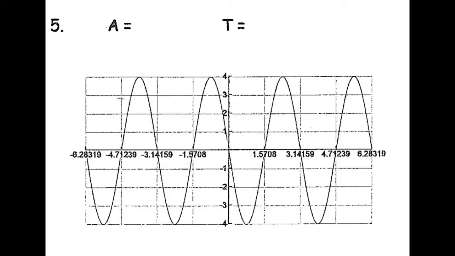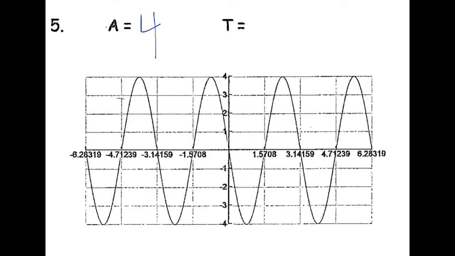Alright, now here we're given a graph and we need to write an equation for it. So let's see what we can do. First thing we should determine, or easiest thing to determine, is the amplitude. Well, it's going from 4 to negative 4. That full distance is 8, so half of it is 4. So we're getting that amplitude, that height of the wave from the top to the line of symmetry, is 4. So we get an amplitude of 4 there.